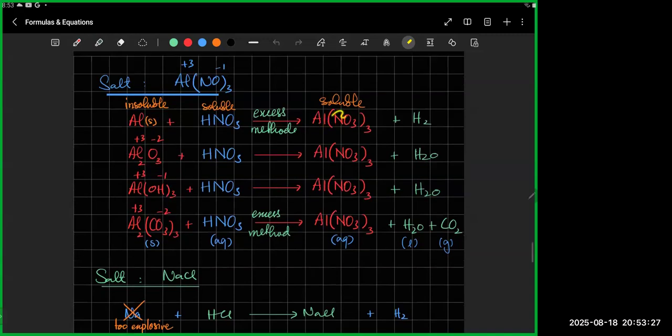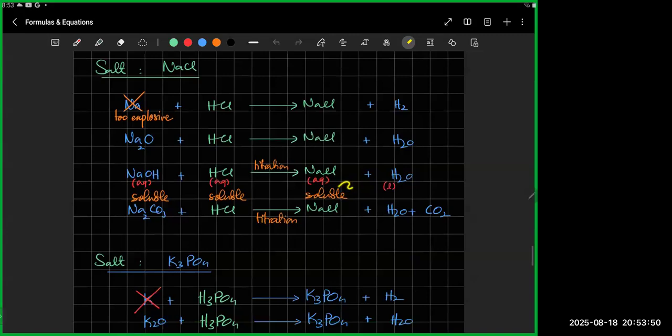Aluminium nitrate है, so the acid would be nitric acid, and it's going to be aluminium oxide, aluminium hydroxide, or aluminium carbonate. Okay. And I told you there were two methods. One was excess, and the other one was titration. Excess was if the reactant was insoluble and the salt produced was soluble, so that would be the excess method. Titration was if all of them were soluble.